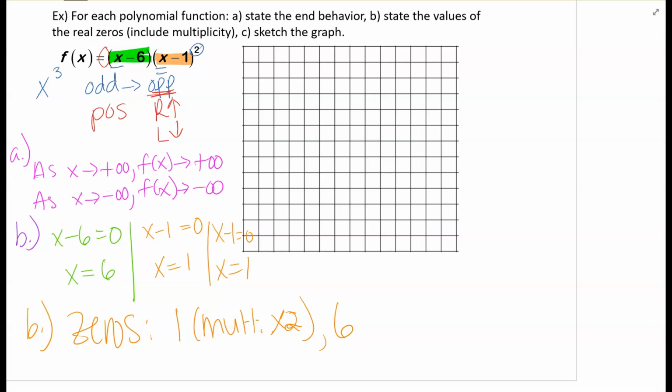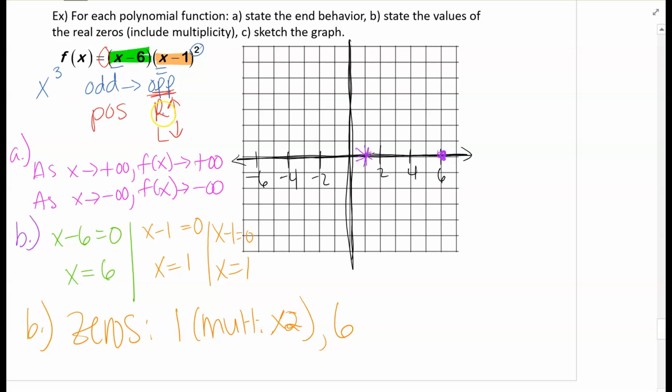Okay, so now I have to graph this. So go ahead and pause the video and practice the graphing. Okay, so don't forget your 1 has multiplicity, so I'm going to put an asterisk to remind me I can't cross the x-axis there. And then I'm going to put a regular dot on my 6.